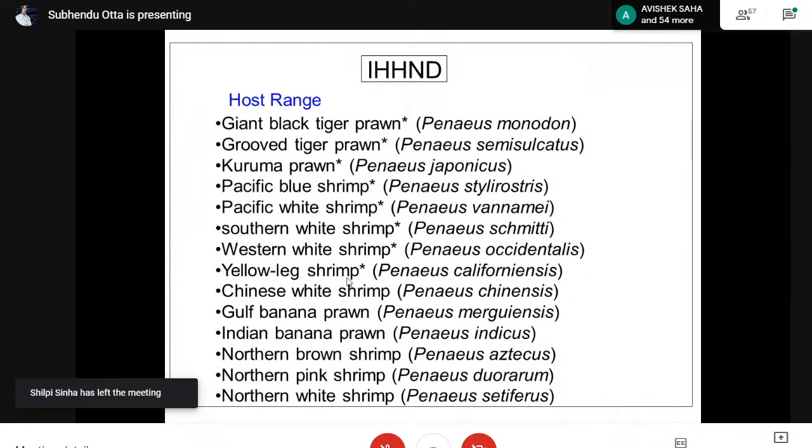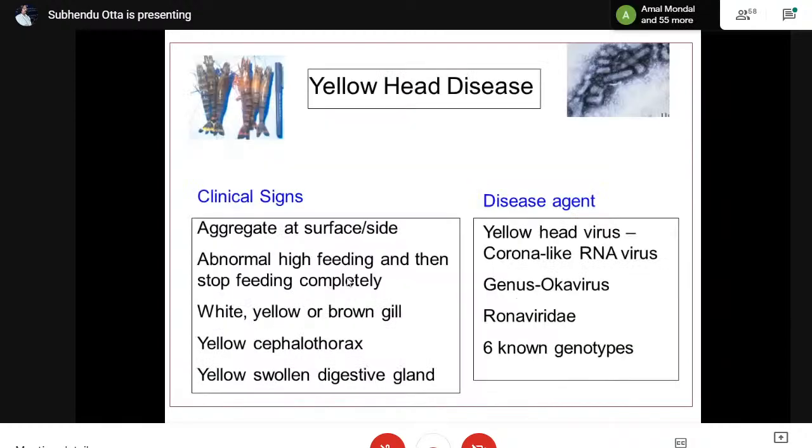Again, like white spot virus also, though it doesn't have many carriers and other things, it has been reported in the majority of the systems. So next is yellowhead disease. So far, it has not been reported from India.